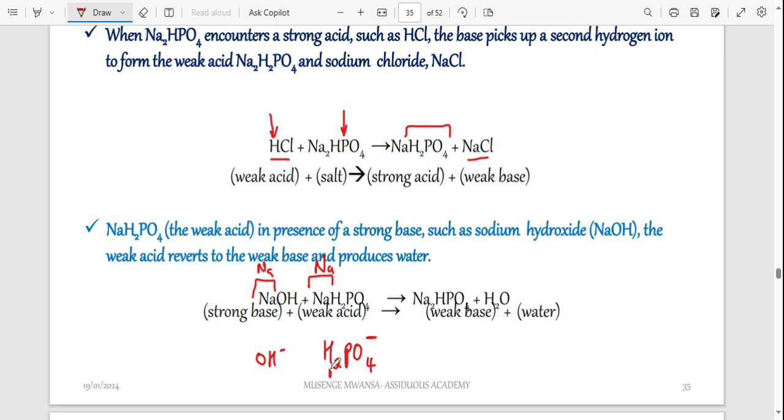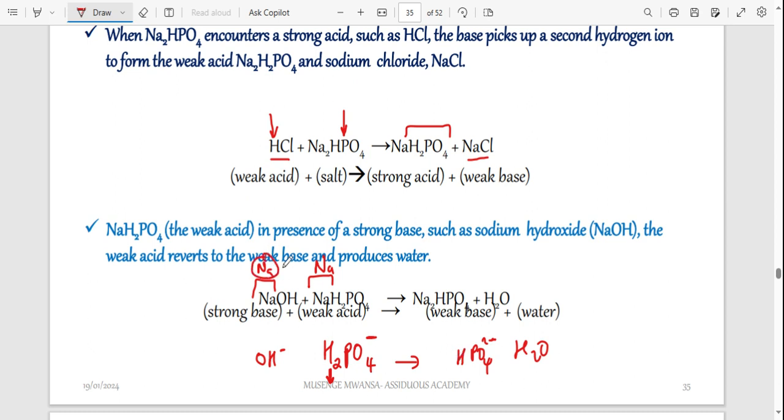So we are going to remove one hydrogen from this guy. That hydrogen will come and react with the hydroxide. That will form water. So the meaning for that is that we have actually removed one hydrogen. So it has only remained with one hydrogen because it had two. And then PO4. So it is going to have a -2 charge because it only has one hydrogen.